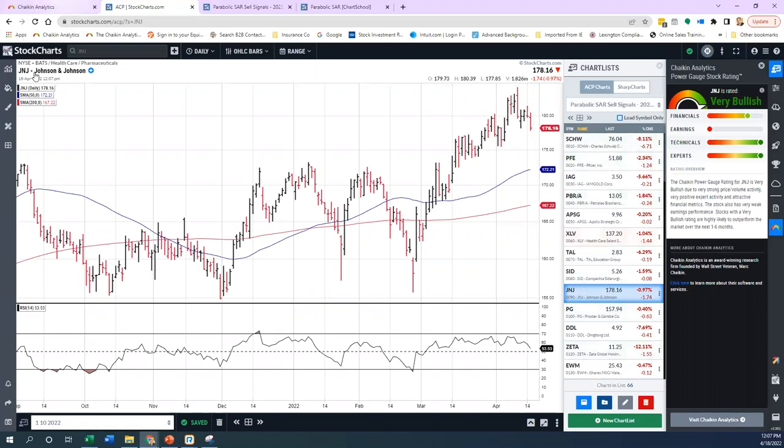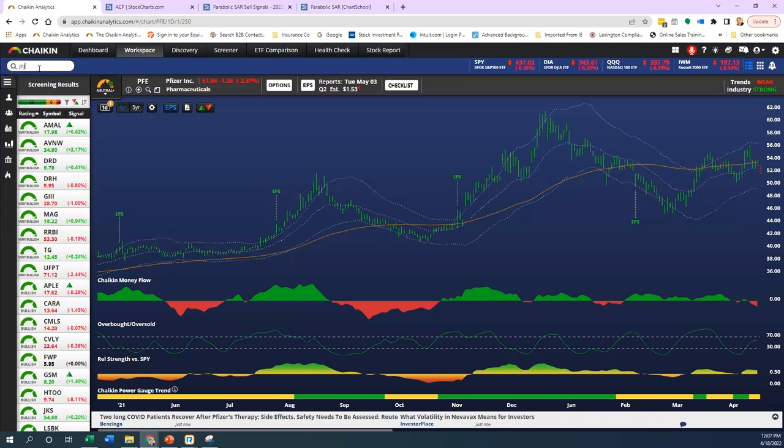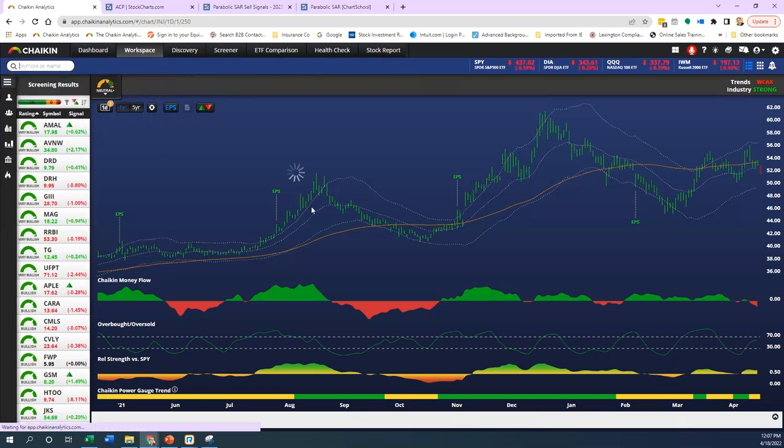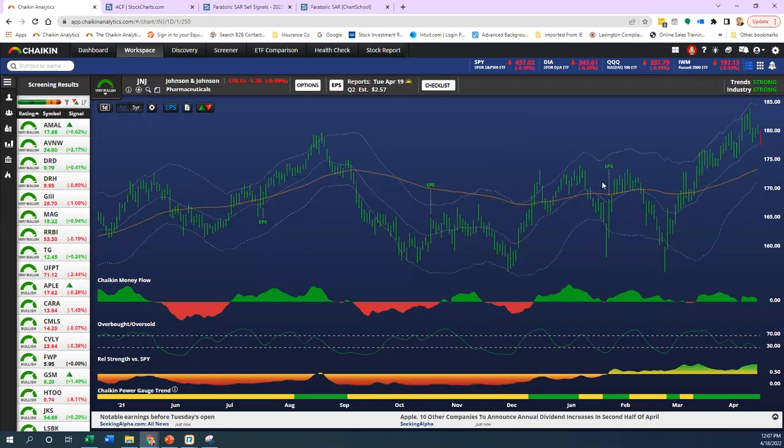The ironic part is obviously healthcare is a defensive sector in general. And there's more to it than just J&J and Pfizer and that healthcare ETF. But we're getting a little oversold, but the relative strength is strong. This could just be coming down in sympathy with Pfizer. So this is something you've got to really dig into and take a look at.